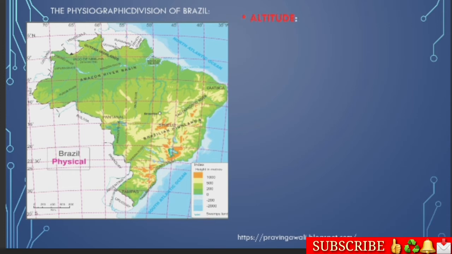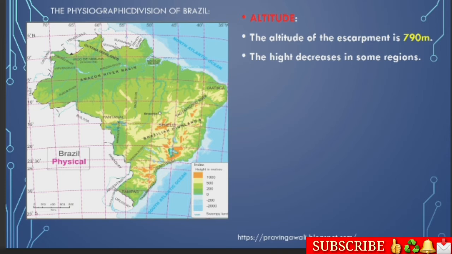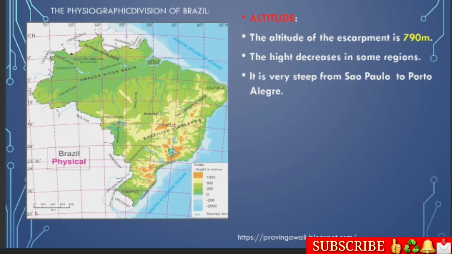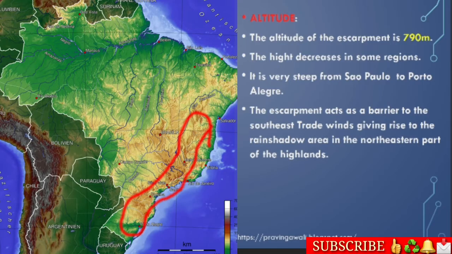Now students, let's try to learn about altitude. Students, the altitude of the escarpment is 790 meters in the eastern side of Highlands. It is very steep from Sao Paulo to Porto Alegre. The escarpment acts as a barrier to the southeast trade winds, giving rise to the rain shadow area in the northeastern part of the highlands.